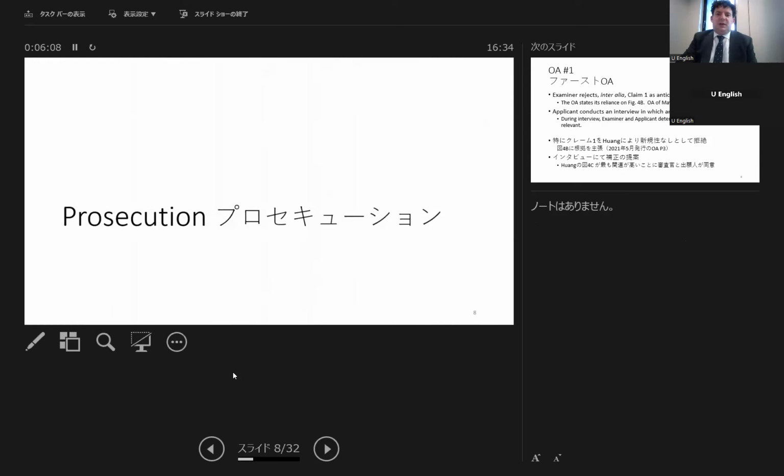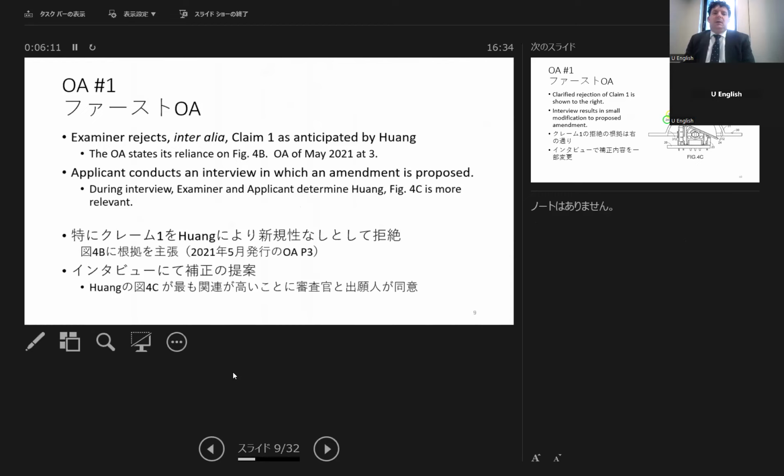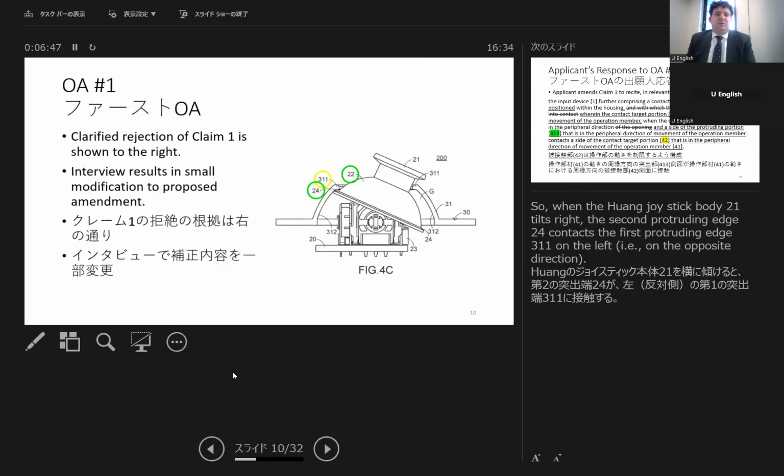So what does the prosecution look like in this case? Well, in the first office action, the examiner rejected, in part, claim 1 as anticipated by the Huang reference. The office action states its reliance on figure 4b. We'll talk about that momentarily. And the applicant conducts an interview in which an amendment is proposed. Specifically, during the interview, the examiner and the applicant determined that figure 4c is the more relevant figure. So, it shows you the value of an interview right there.